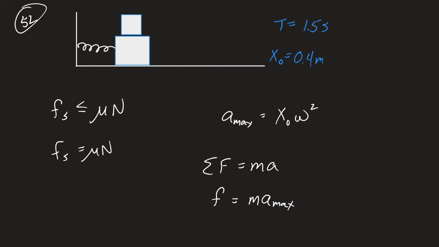Yeah, period. Okay. The reason I want to do it this way is because if I do this substitution right now, I can write this as m x naught omega squared. But I was told that the period is 1.5 seconds. Well, period is 2 pi divided by omega, so omega is 2 pi divided by period.